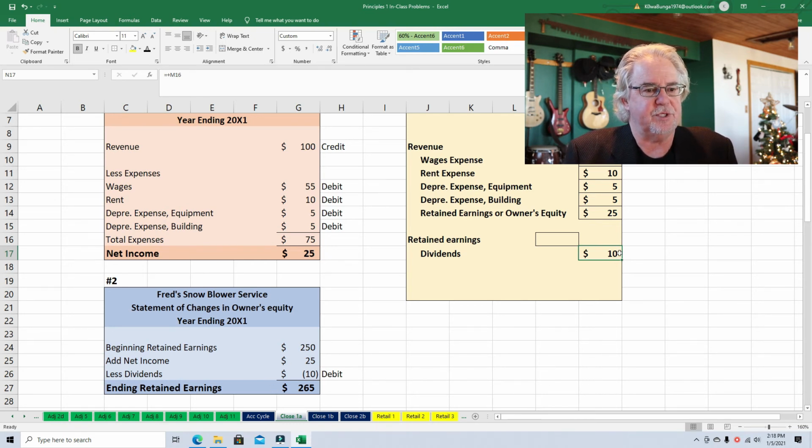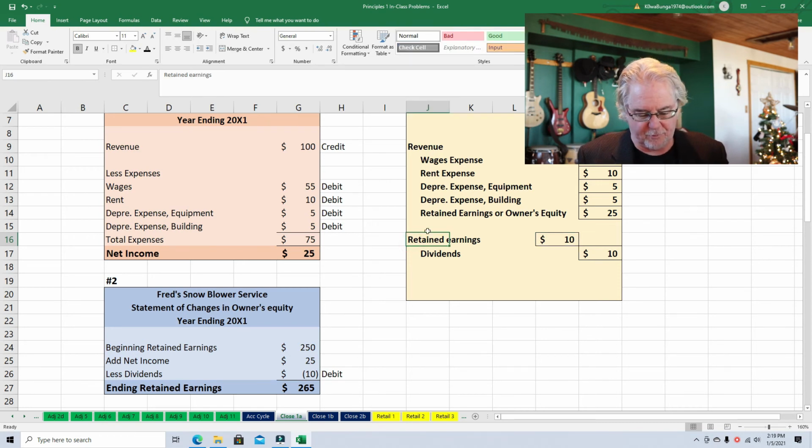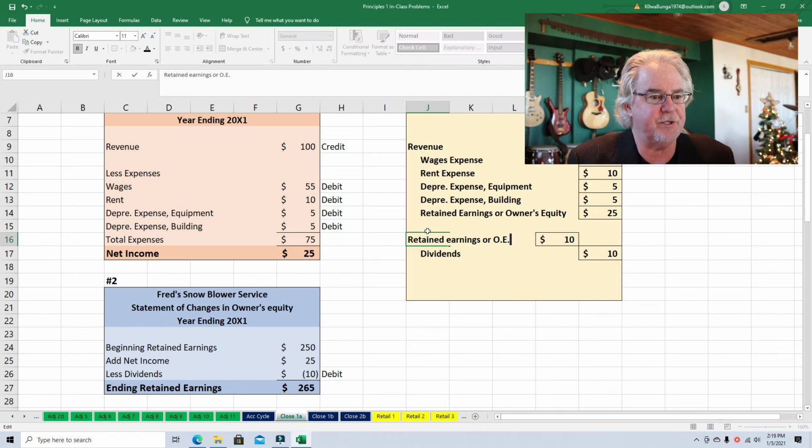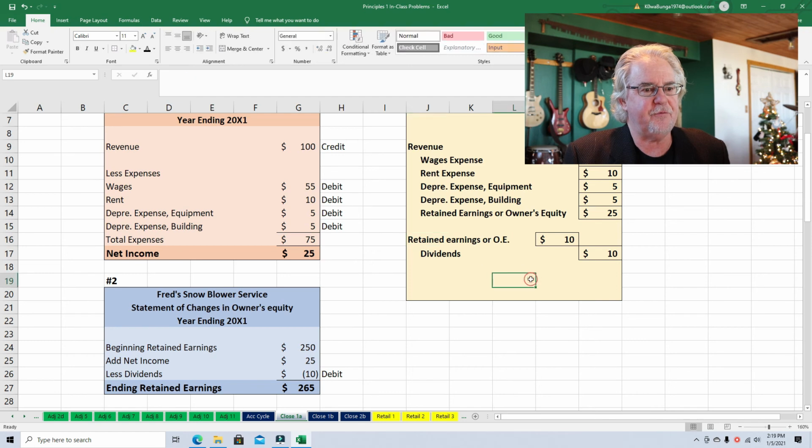So here we go. So just credit it, and what we're going to use is retained earnings to make it all balance. And again, it'll be retained earnings if it's a corporation, or it'll be owner's equity if it's a sole proprietorship. So one or the other, all right? Won't be both, but it'll just be one or the other, depending on whether or not you're a corporation or an owner's equity. So there you go, folks.